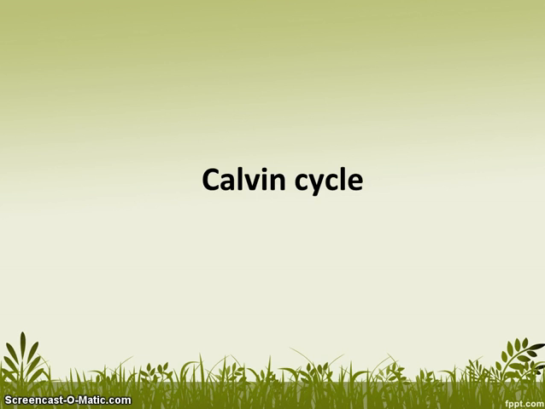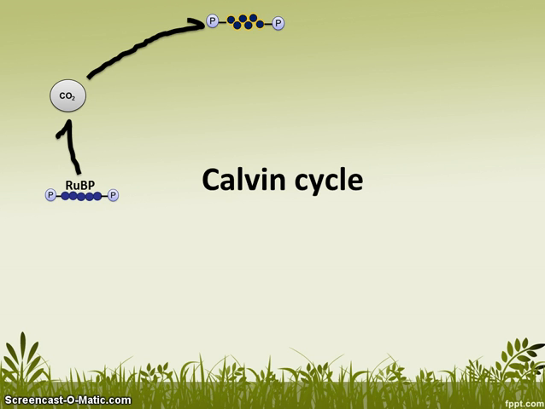From there, carbon dioxide from the atmosphere moves to the leaf, into the cell, into the stroma, where it binds with RuBP, a 5-carbon molecule, and it forms a 6-carbon molecule, which is unstable. This 6-carbon molecule breaks down into two 3-carbon molecules known as PGA. PGA simply stands for phosphoglycerate.